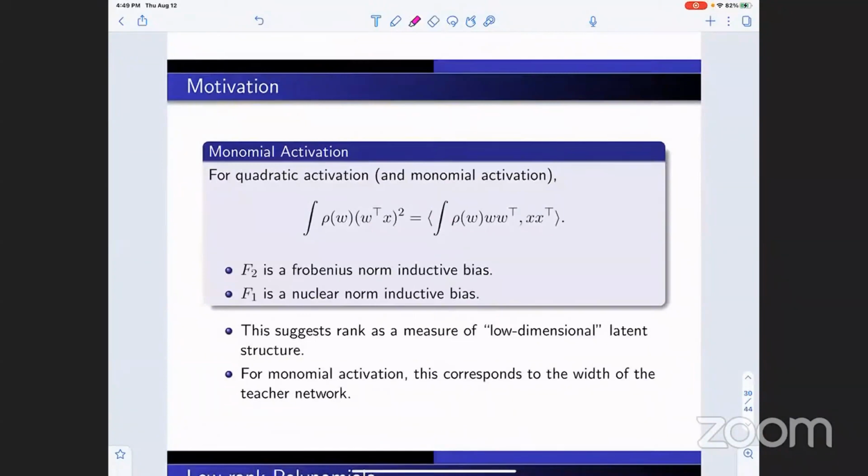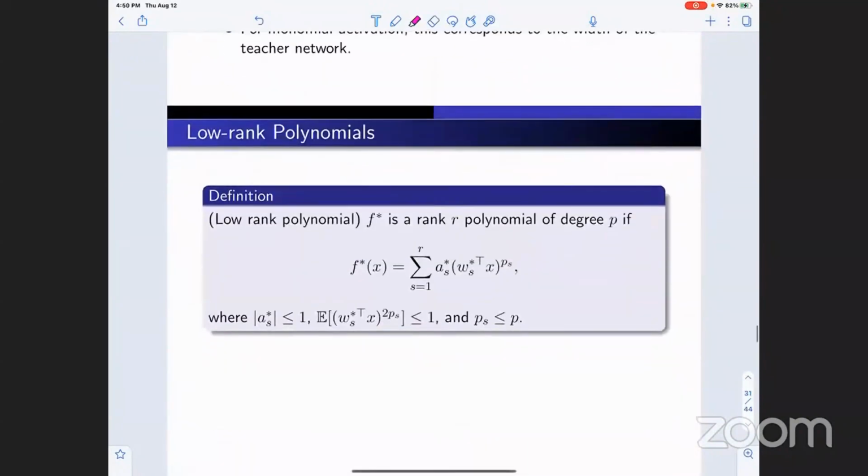And if you have monomial activations, the rank of the tensor does exactly correspond to the width of the network. So I will define this function class I call low rank polynomials. And this is the definition. You can think of it like a teacher network where all of the activations are monomials or polynomials with normalizations to make everything make sense.